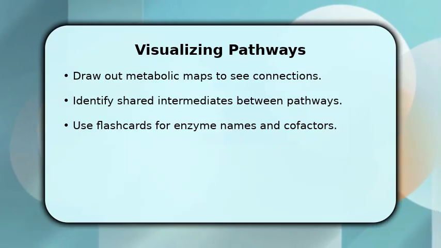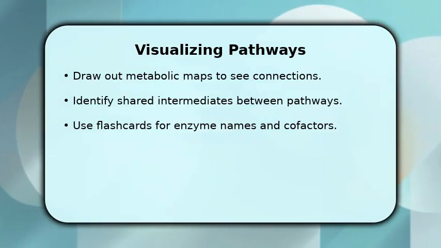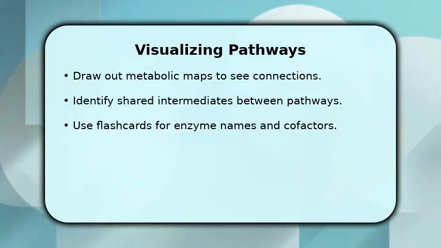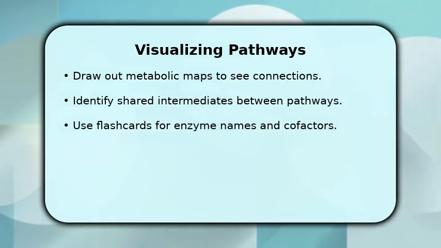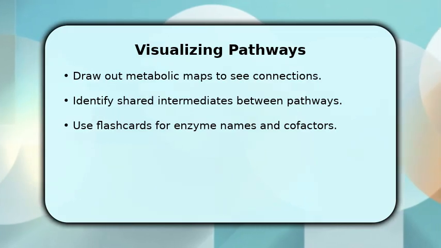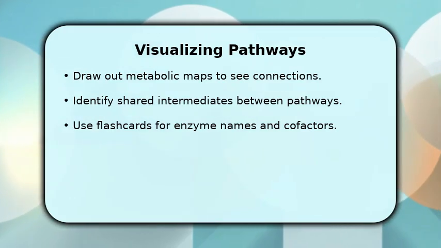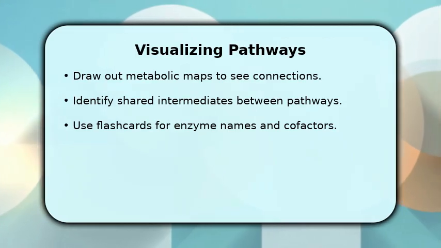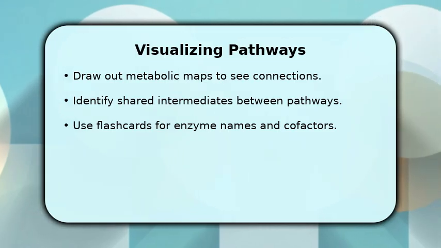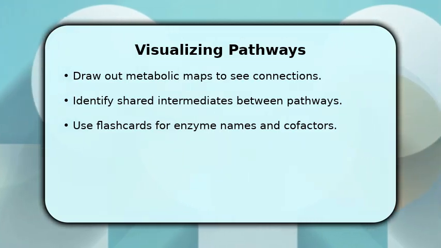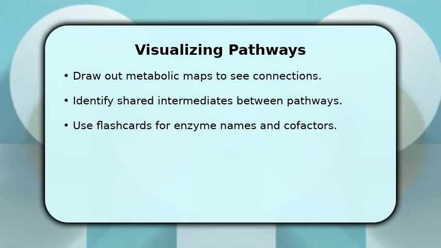Visual learning is incredibly effective for metabolism. Create your own metabolic maps, connecting pathways and noting where they intersect. This helps you see the bigger picture and how different processes are linked. Don't just memorize, understand the flow. Also, use flashcards for specific enzyme names, their substrates, products, and any essential cofactors. Active recall through drawing and flashcards solidifies your knowledge much faster.